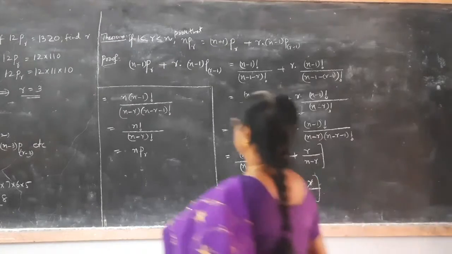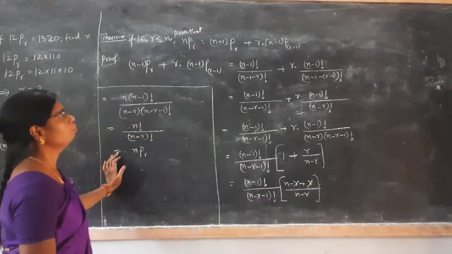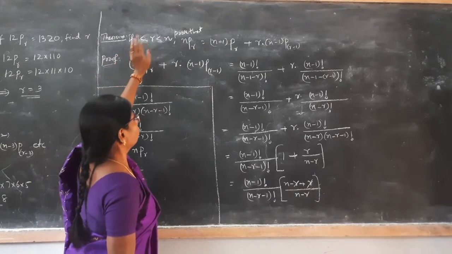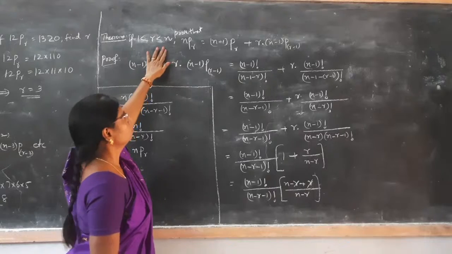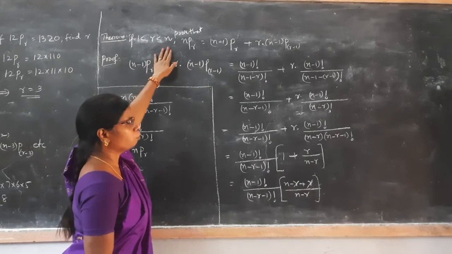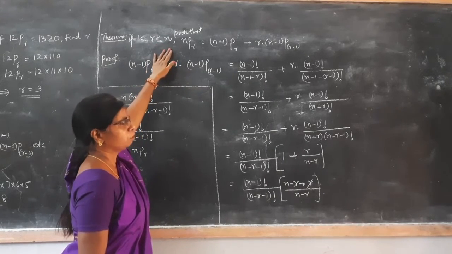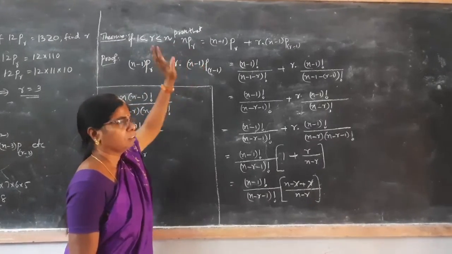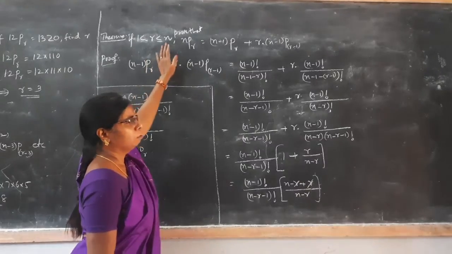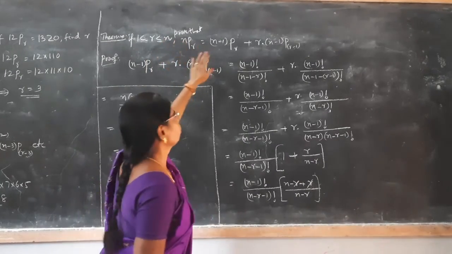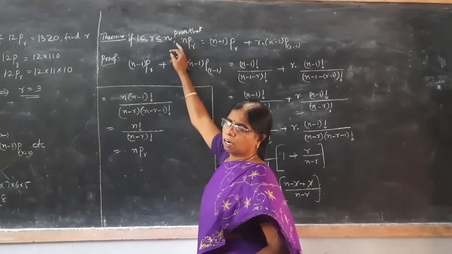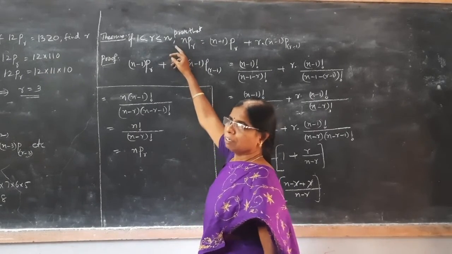See here students, here we have one more theorem. If 1 is less than or equal to r, and r is less than or equal to n. I am writing "less than or equal to" every time so that you can understand why. So r should always be less than or equal to n. Given the number of things n, it should always be greater.